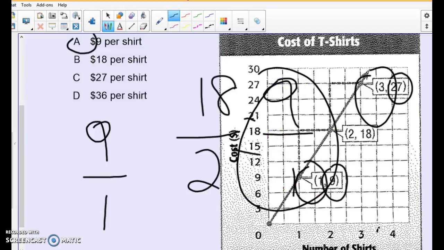Remember, everyone's answer should look the same. Their slope should look the same, because no matter which numbers you pick, you're still going to get the same answer.